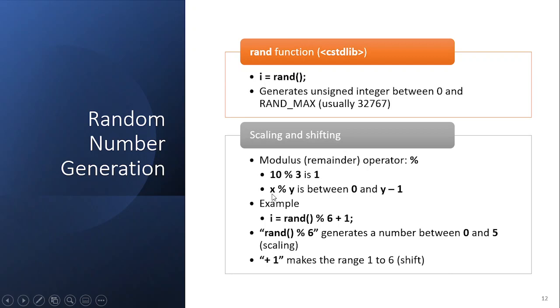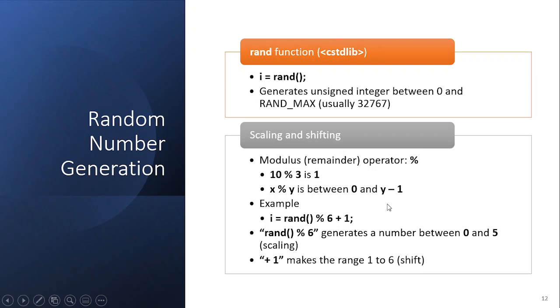If you take the modulo of x with y, your range would become from 0 to y minus 1, okay. And you can do shifting as well. This is the minimum value and the maximum. If you want to change these minimum and maximum values after scaling, you can do shifting. You can add a constant value to it, okay. So you can do that shifting.